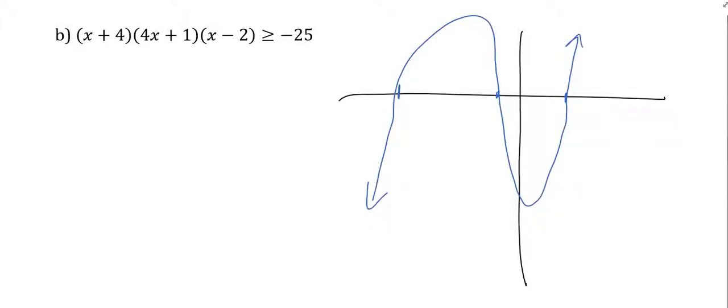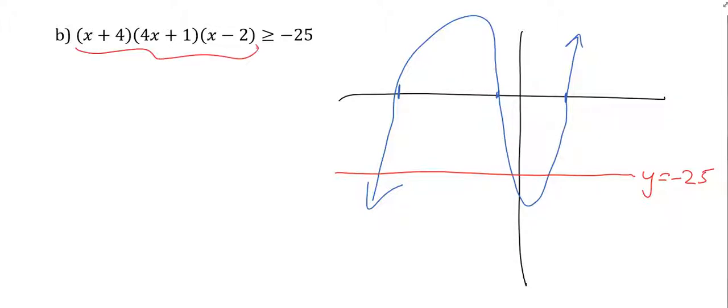So what if we do that? And what if then I graph -25, and I say, when is this function greater than or equal to -25? Does that make sense? Would that work?